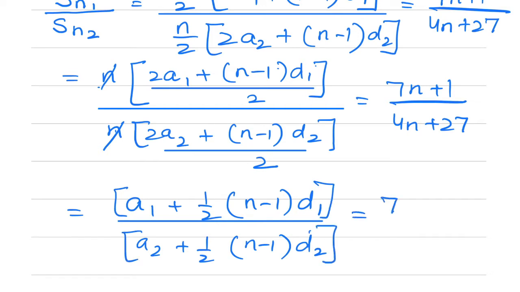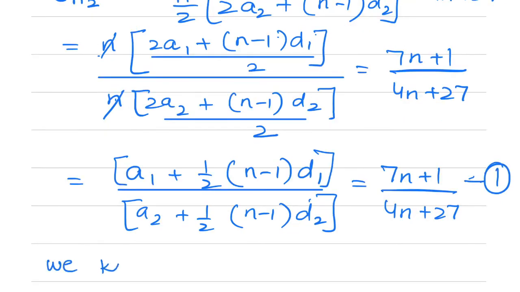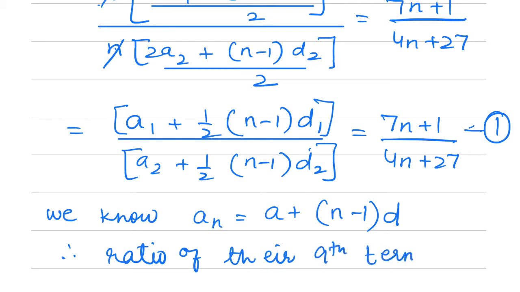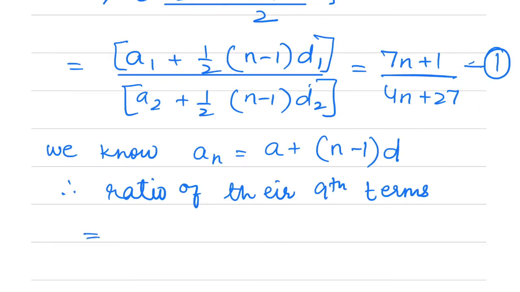Is equal to 7n plus 1 divided by 4n plus 27. Let this be the first equation. We know an is equal to a plus n minus 1 into d. Therefore, the ratio of their ninth terms would be equal to a1 plus 8d1 divided by a2 plus 8d2.